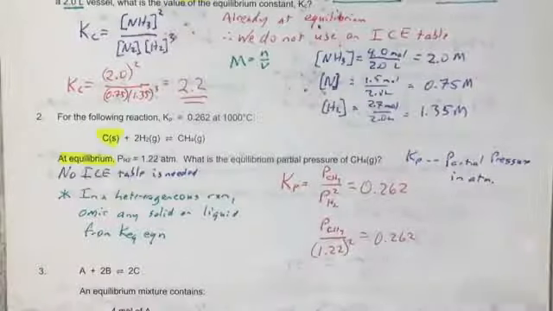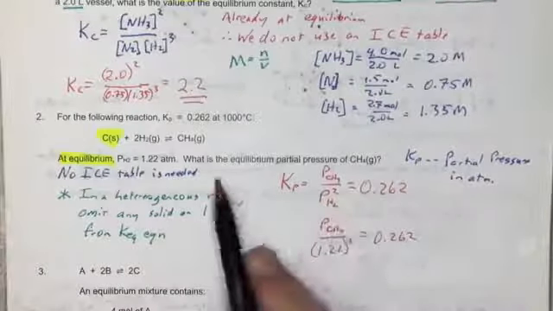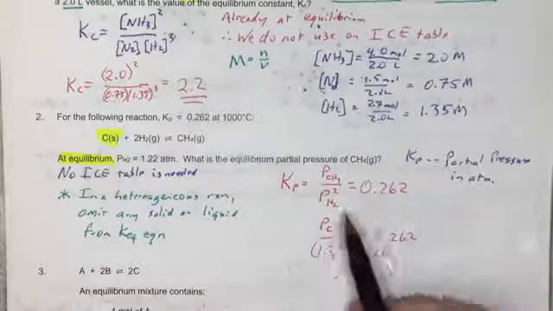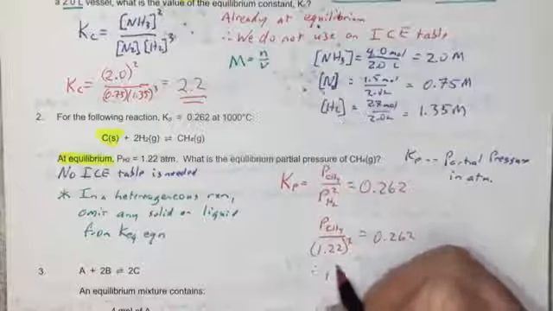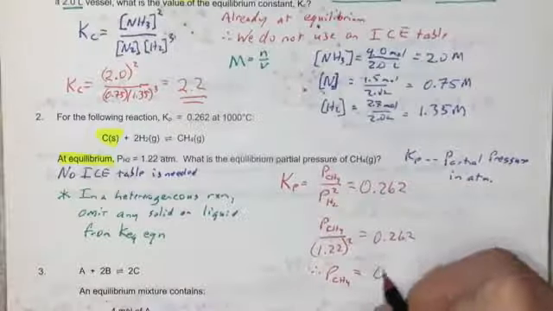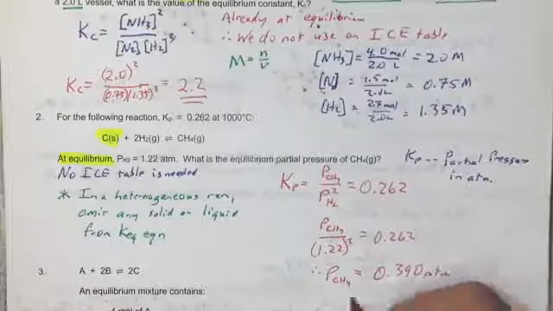Okay, so I have one equation, one unknown. I know Kp, I know the partial pressure of hydrogen, and I can solve for the partial pressure of methane. Therefore, the partial pressure of methane, when I calculate this out, I get 0.390 atmospheres. It will be in atmospheres.